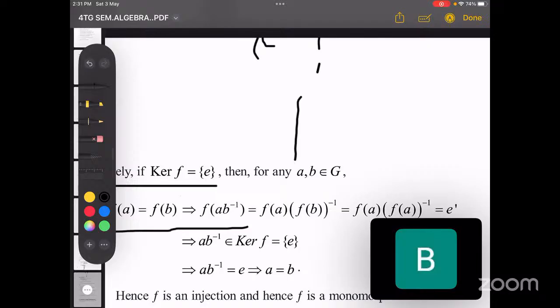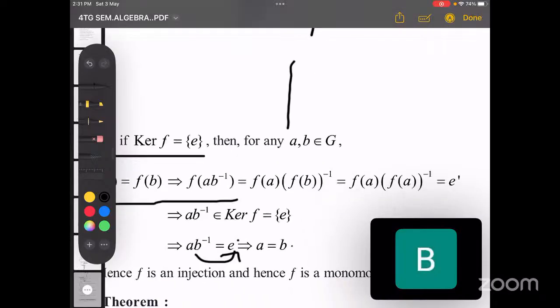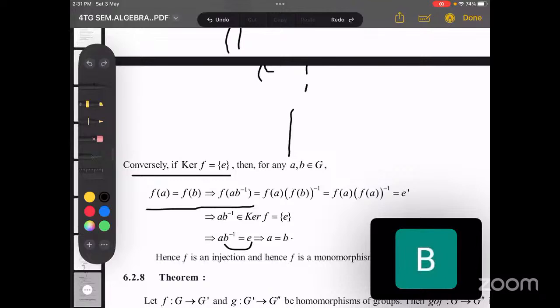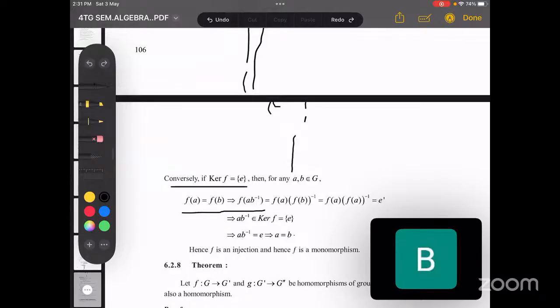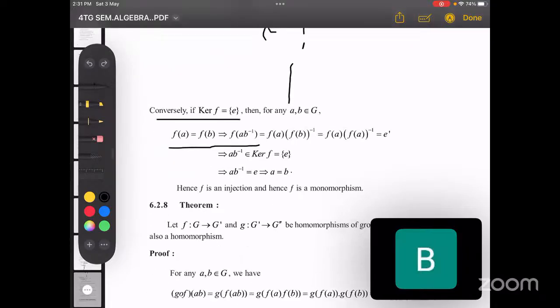This implies A is equal to B, taking B to the other side. So you will get A is equal to B. Hence F is an injection and F is a homomorphism. So we are showing that it is satisfying the one-to-one function. Therefore, it is an injection. If it is an injection, it is a monomorphism.